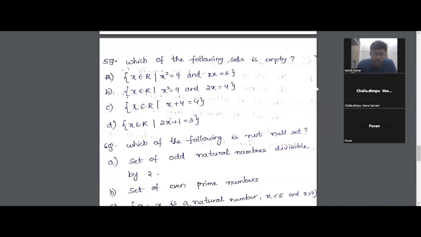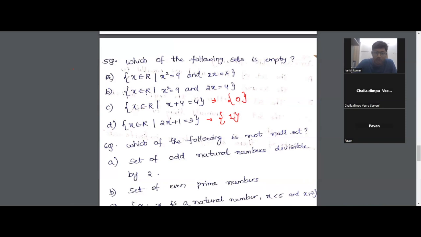Okay, so let's see. We have to find which of the following is an empty set. First of all, option C and option D are straight away ruled out. Option C is a singleton set, because you'll have 0 as an element, since 0 plus 4 is 4, and x belongs to real numbers, and 0 belongs to real numbers. What about this one? This is also a singleton set. This is 2, this is 1, so this is one. Now we have to check option A and option B.